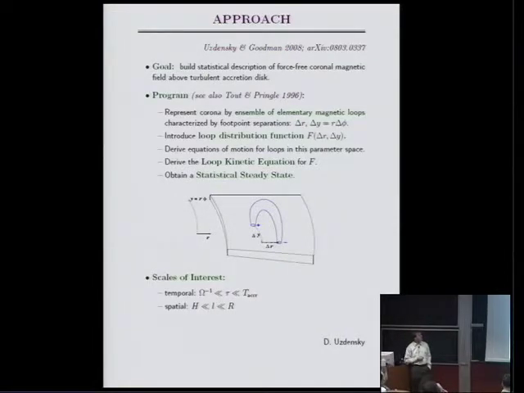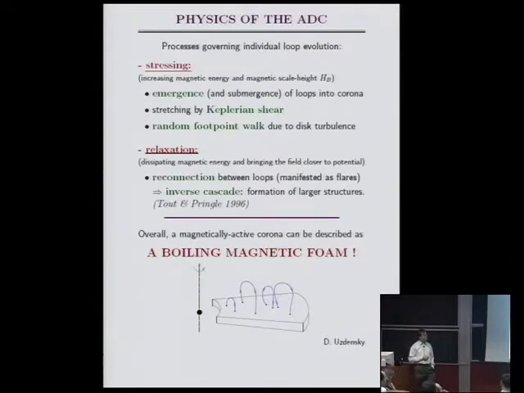Well, anyway, the goal is to derive the kinetic equation for this loop distribution function, and to obtain a statistical steady-state description of it. Right. So the basic physical processes that we think are important here are the following.